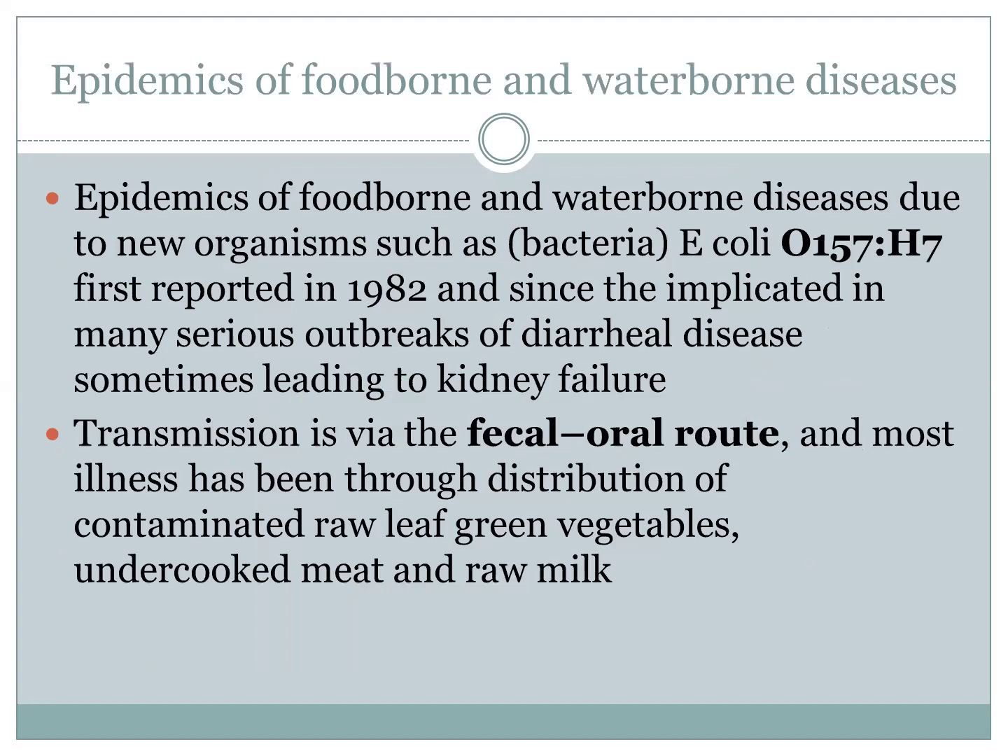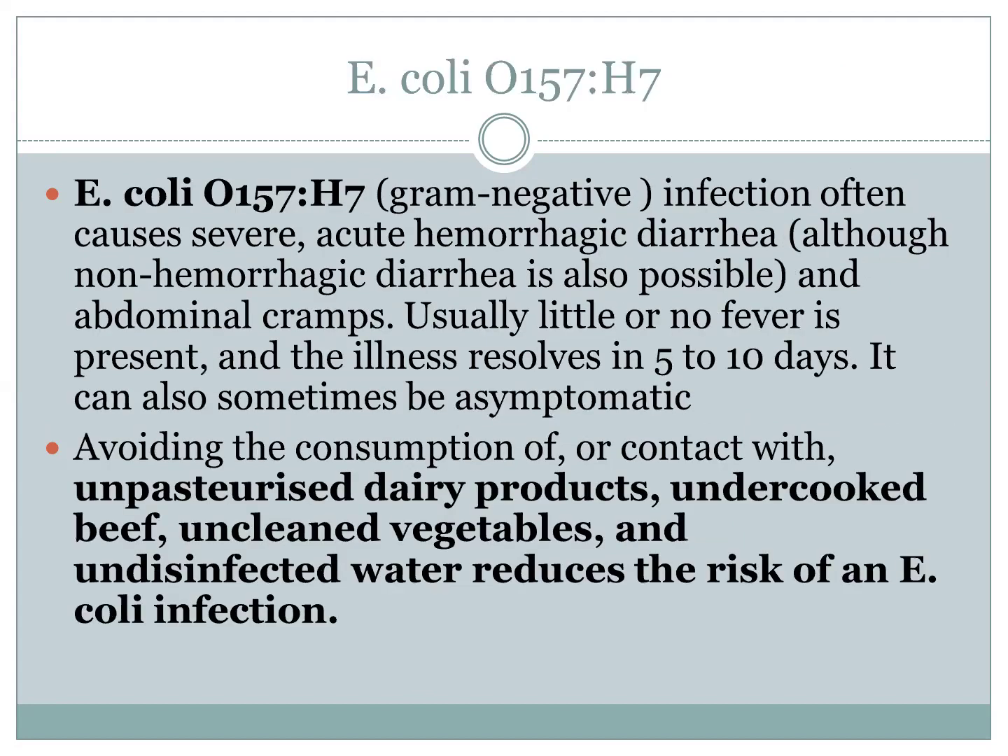Then there are epidemics of foodborne and waterborne diseases, such as the bacterium E. coli O157:H7, reported in 1982, and has since been implicated in many serious outbreaks of diarrheal diseases, sometimes leading to even kidney failure. Transmission is via the fecal-oral route, and most illness has been through contaminated raw leafy green vegetables, undercooked meat, and raw milk. This strain is gram-negative and causes severe acute hemorrhagic diarrhea, dysentery, although non-hemorrhagic diarrhea is also possible. Usually little or no fever is present. Abdominal cramps are also reported, and illness resolves in 5 to 10 days. It can also be asymptomatic.